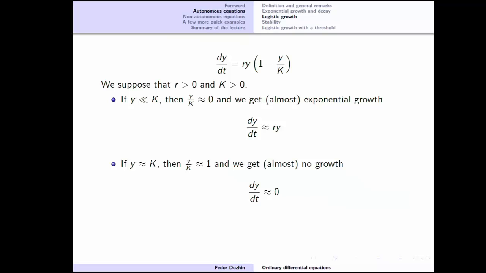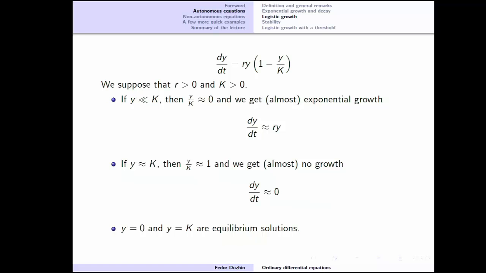But now if y is growing and is very large, so now if y is approximately equal to k, then y over k is approximately 1, and then here we get 1 minus 1 is almost 0, so the right-hand side of our equation is almost 0, and we get almost no growth, which means that y is almost a constant. And also you can see that both 0 and k are equilibrium solutions.